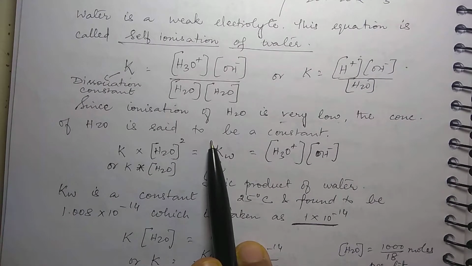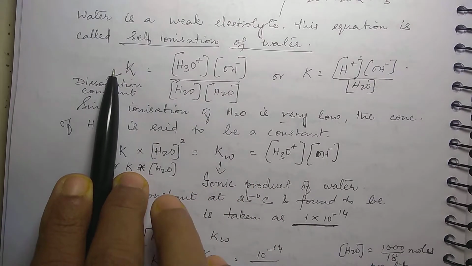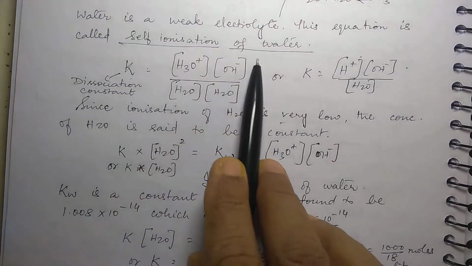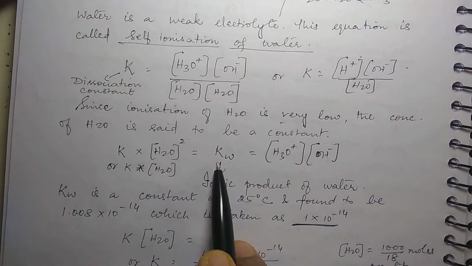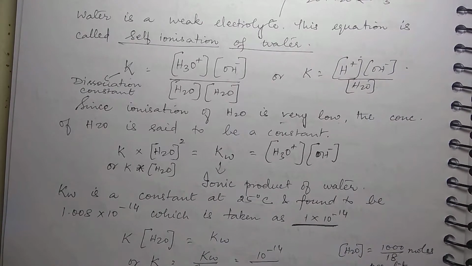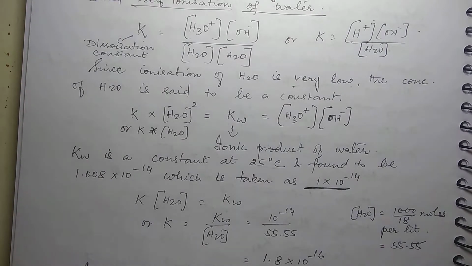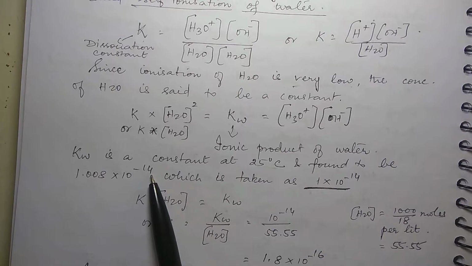And what is this? This is nothing but H3O plus and OH minus. So now this has turned into Kw, that is equal to H3O plus into OH minus. What is it called, Kw? It is called the ionic product of water. Now this Kw is a constant at 25 degrees C, and it has been found to be 1 into 10 power minus 14.